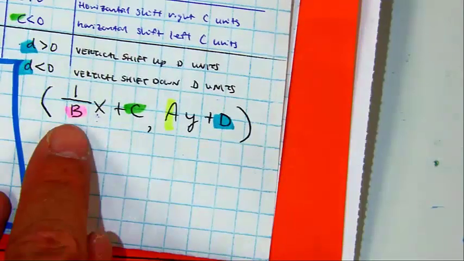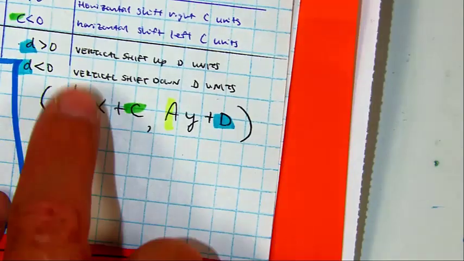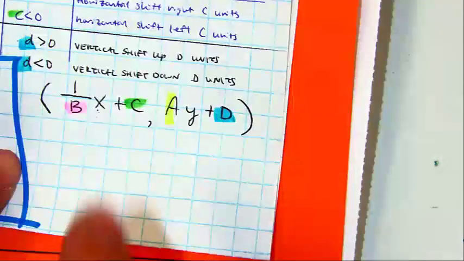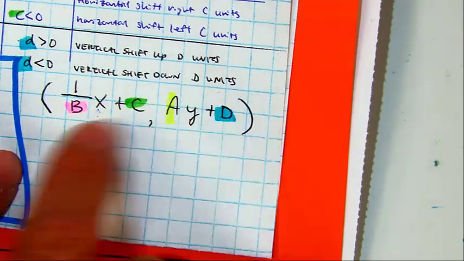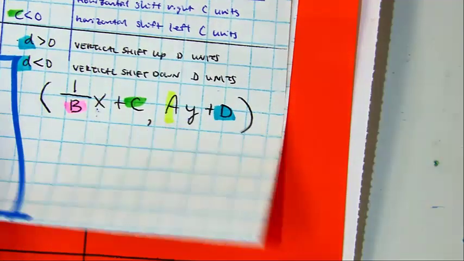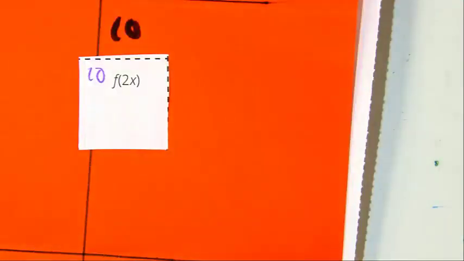Okay, so if I know that my B value is equal to 2, then if I look at the bottom of my formula sheet, I am looking for 1 over B, or 1 over 2. So I'm looking for 1/2 X. I don't have an A, C, or D, so it's just going to be 1/2 X, comma, Y. Which one's that? Remember, the B value affects the X. And that is? E.